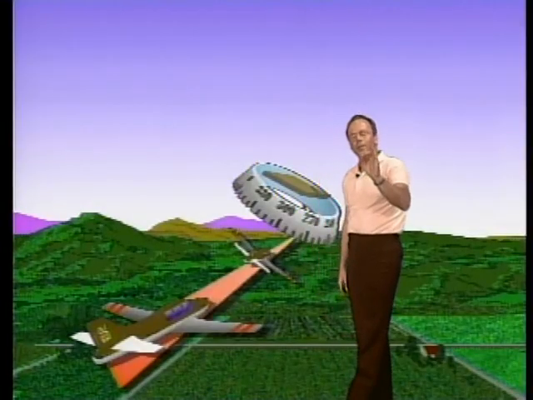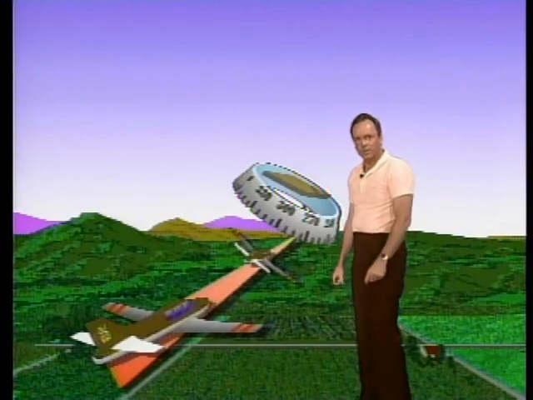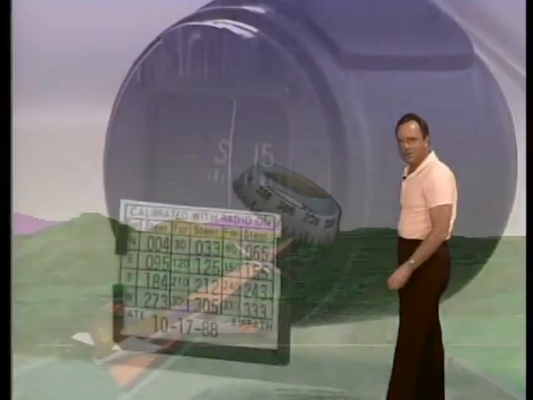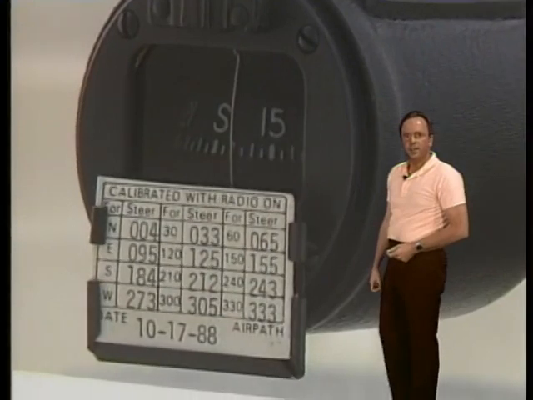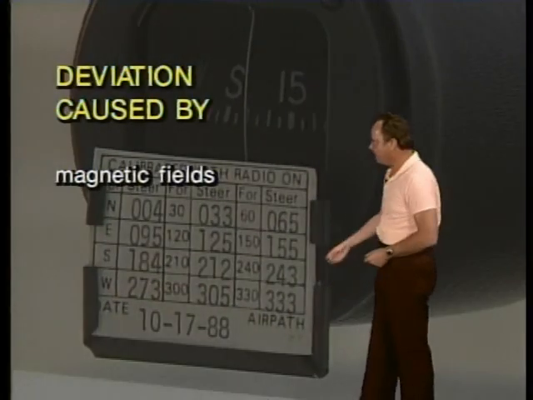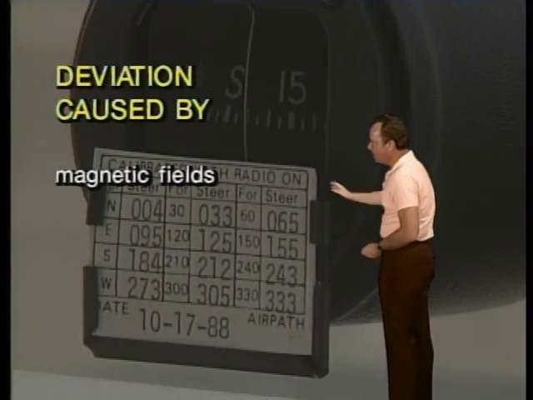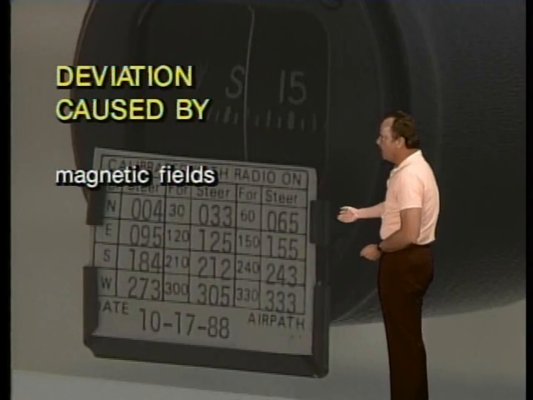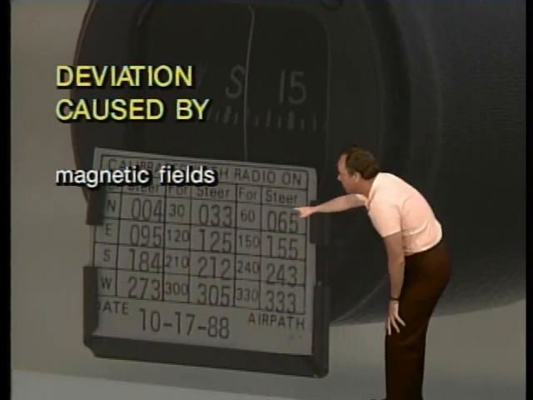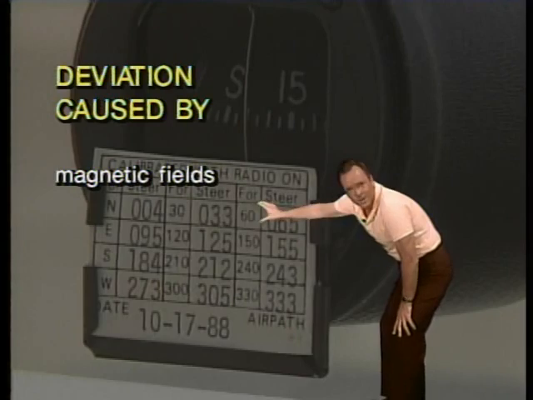All right, one last group of errors in your compass we need to talk about, and that's called magnetic deviation errors. Magnetic deviation errors are caused by magnetic fields inside the aircraft. Radios and the engine all put out magnetic fields, and that throws your compass off. You correct for deviation errors with this compass correction card, like so.